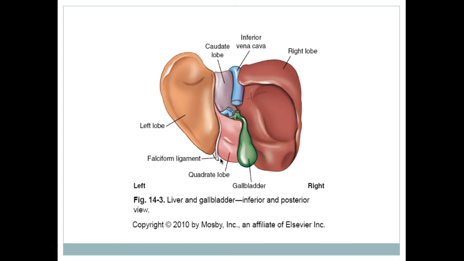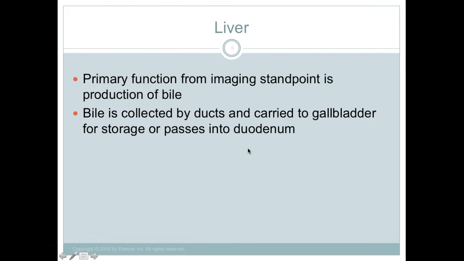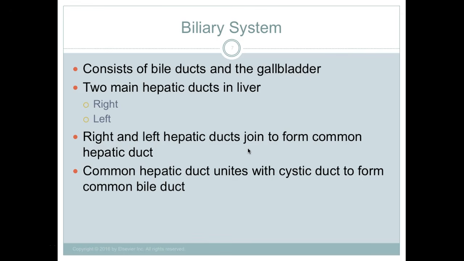And as you can see here, this side is the right. We have the right lobe, and over here is the left lobe. In between, we have the caudate and the quadrate lobe. You have your inferior vena cava with your gallbladder right there. So the primary function from our standpoint in imaging is the production of bile. Bile is collected by ducts and carried to the gallbladder for storage, or it can pass directly into the duodenum.